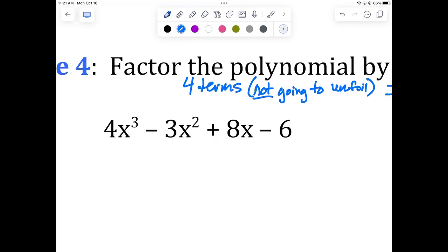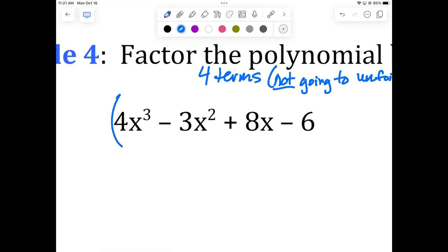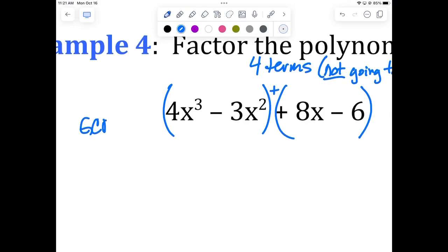Let's see here. Factor by grouping. You're going to have 4 terms. So here's what you do. You group the first 2 together, and then you group the second 2 together, and you put a plus sign in between them. Okay? Now what you're going to do is you're going to pull out GCFs from each.